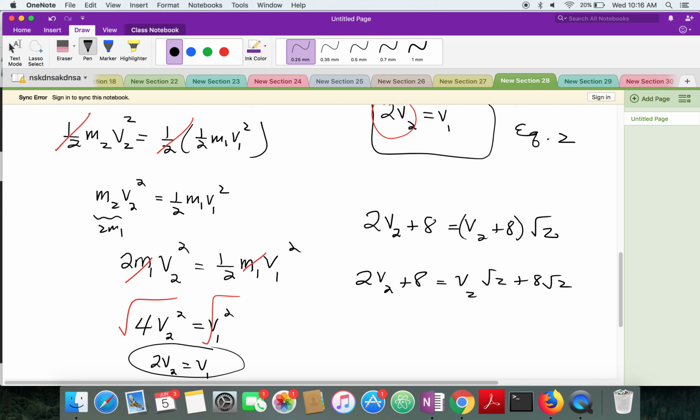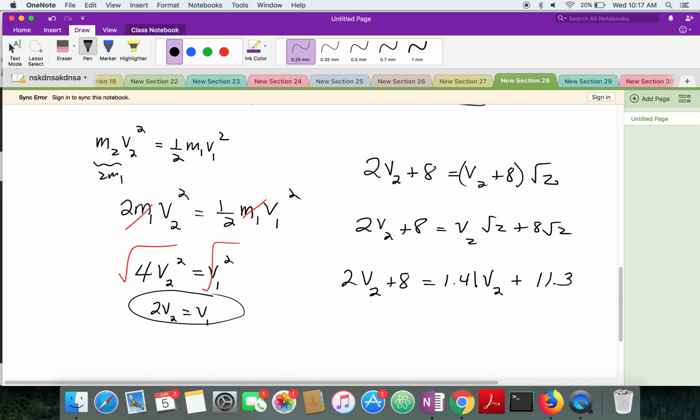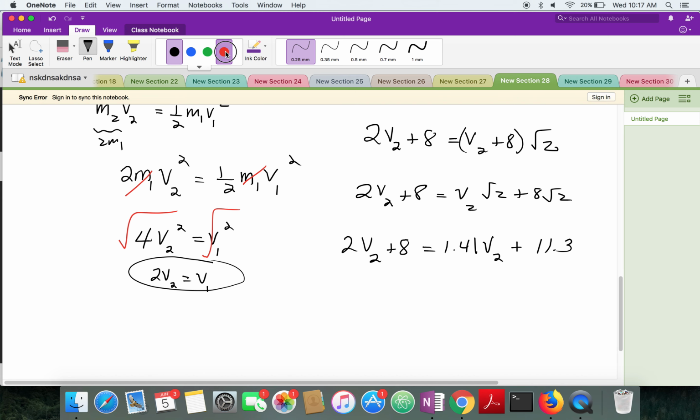And at this point, rad 2 is basically 1.4, let's see. So square root of 2 is, yeah, it's 1.41, let's say. So this is 2 v2 plus 8 equals 1.41 v2 plus, and I'll do that times 8. That's going to be 11.3. And now I'll bring everything with a v2 over to the left. So I will minus 1.41 v2.